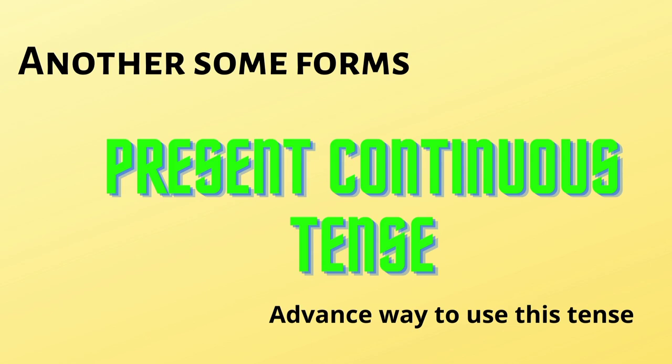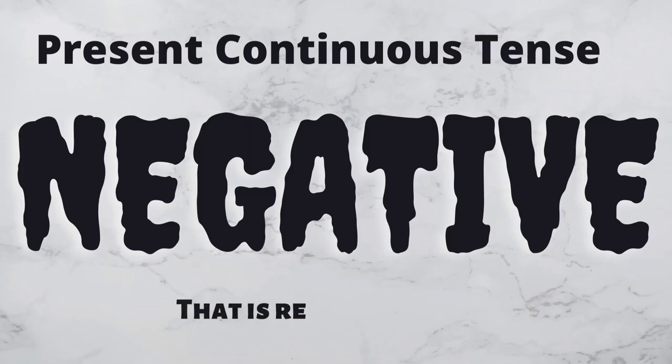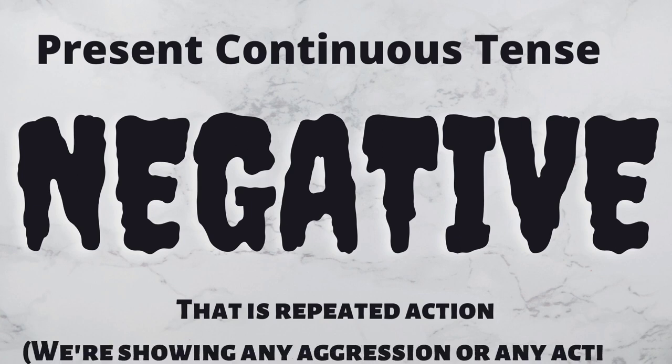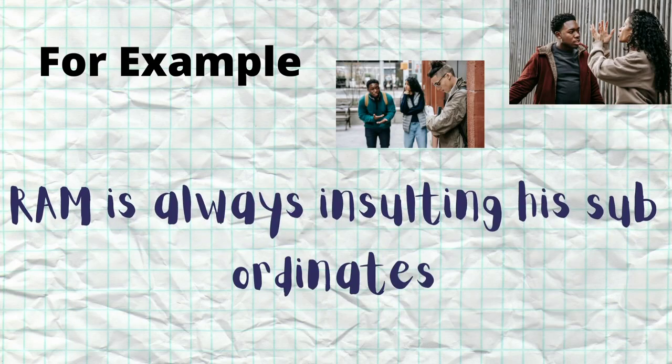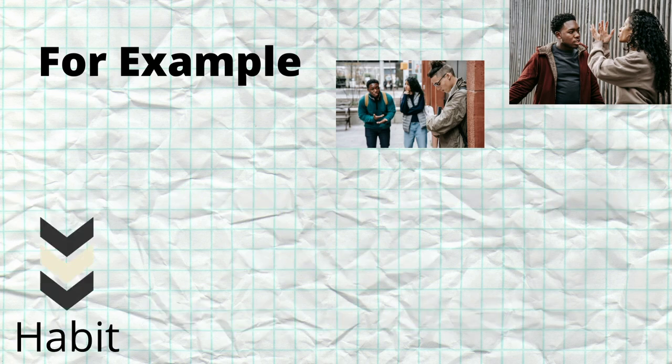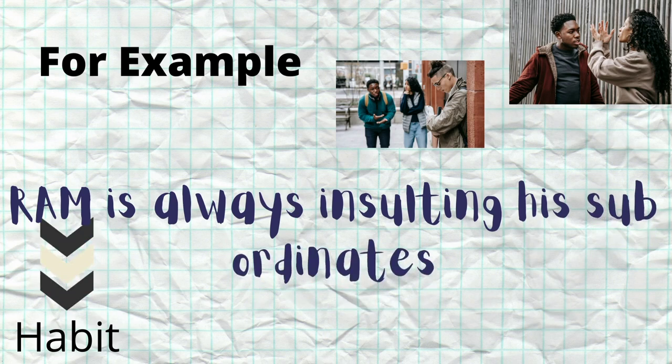First of all, it is negative. That is repeated action. So when we are showing any regression, any action in the negative form, at that time also we use present continuous tense. For example, Ram is always insulting his subordinates. This is showing his negative action. Ram is always insulting his subordinates. This shows Ram's habit. He often does this.